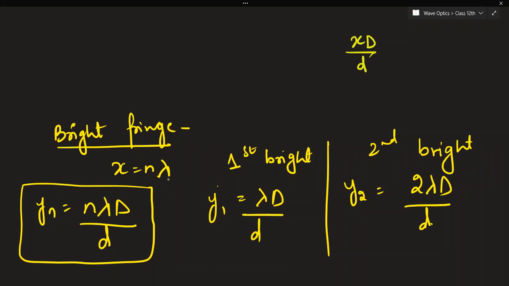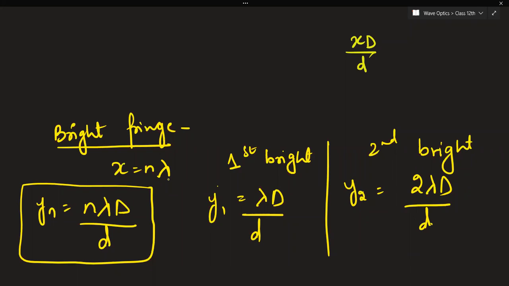Third bright fringe, and so on. This is just for bright fringes, because we have already discussed that the path difference is different for bright fringes and dark fringes. Or let's say you want to calculate the separation of the central maxima from the eighth bright fringe. That will be 8 lambda D by d. Whatever is the number of the fringe, multiplied by lambda D by d, you will get the separation from the central bright fringe.